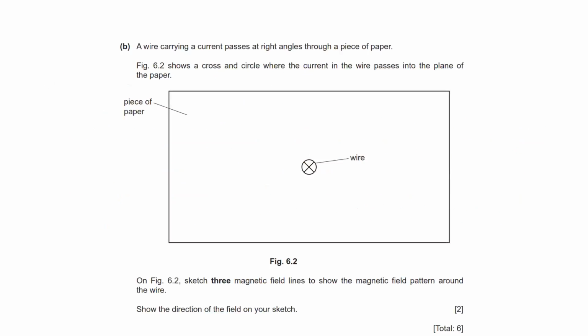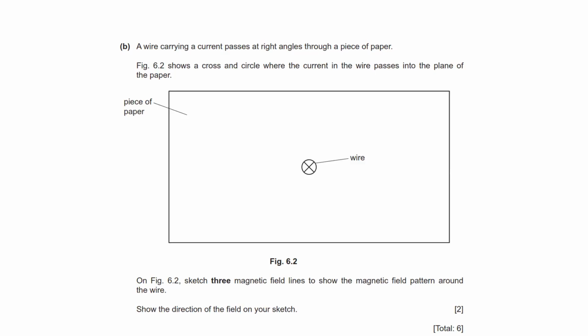Moving ahead, it says a wire carrying a current passes at right angle through a piece of paper. Figure 6.2 shows a cross section, a cross and a circle where the current in the wire passes into the plane of the paper. It says on this figure 6.2, sketch 3 magnetic lines to show the magnetic field pattern around the wire. Show the direction of your sketch of the field.